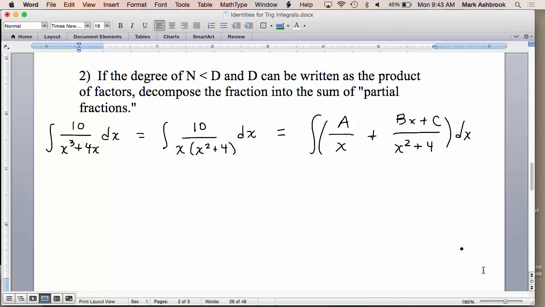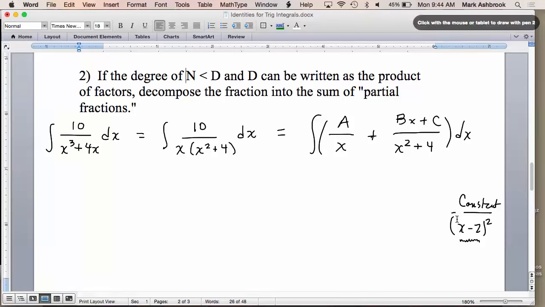So remember in the last example, we had x minus 2 squared. That's not considered quadratic. The factor is x minus 2. So all you need is a constant up there. That's what we had in the last example. But this is not a linear term squared. It's a true quadratic that cannot be broken down anymore. So because it's a power 2, we need the linear term up there, 1 degree less.